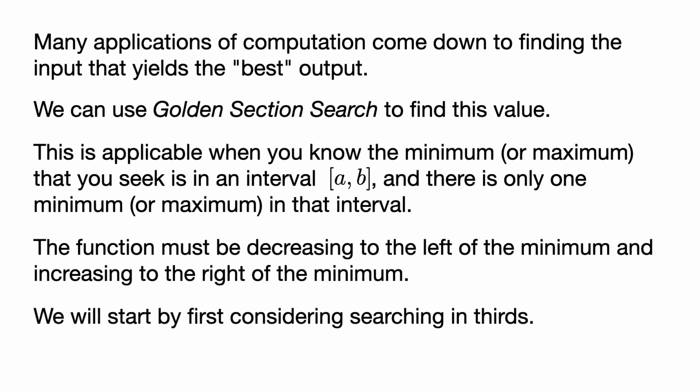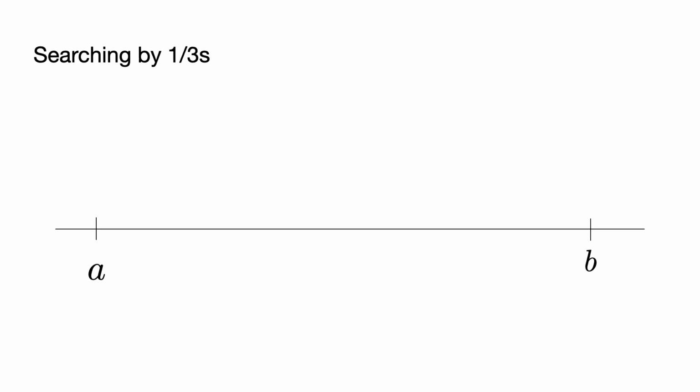Before we discuss golden section search, let's discuss a slightly easier approach. We will start first by considering searching in thirds. How does this work? This is our interval a and b, and we're going to divide up this region into thirds. Then we're going to evaluate our function at these new candidate points.